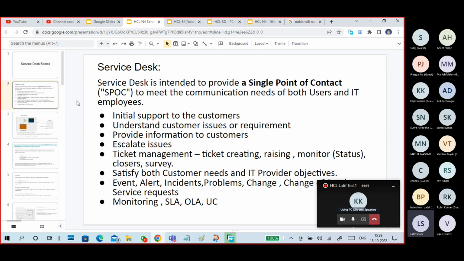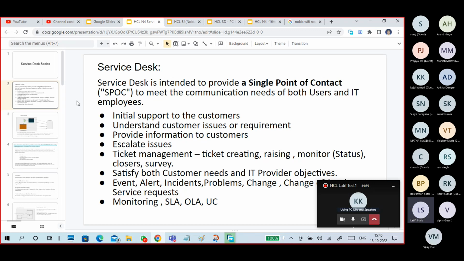Satisfy both customer needs and IT service provider objectives. What are customer needs? The customer requires a service. What are IT provider objectives? It means we provide a service and it should reach the customer. I'm taking internet from Airtel, so Airtel is the provider. What is its objective? Give continuous service to the customer. I am the customer. I want the internet continuously without any interruption.